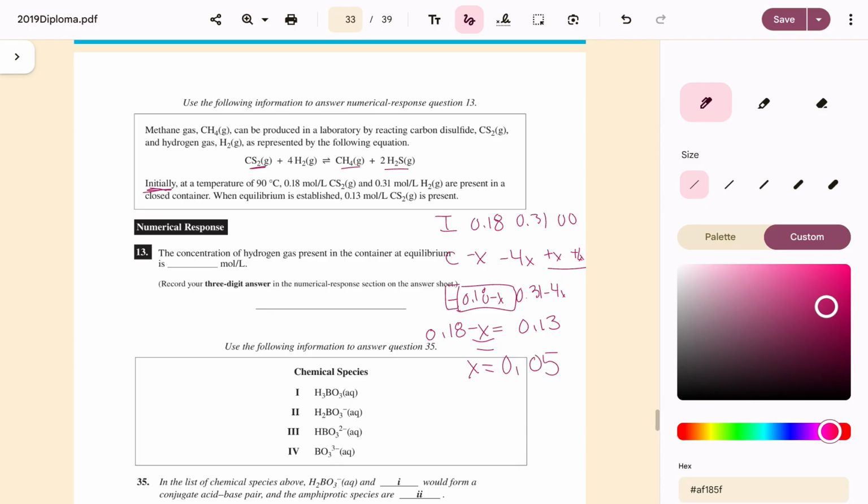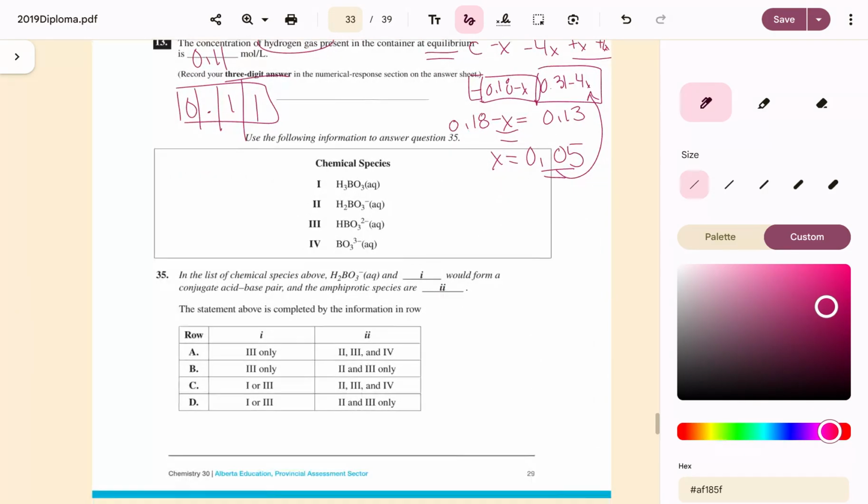0.05. And then the question's asking you about hydrogen at equilibrium. So now that we know what x equals, we can take the information about hydrogen, plug it in, and solve, and you will get 0.11. Okay, so this is a 3-digit answer when you're plugging this in, right? 0 gets a box, decimal gets a box, 1 and 1. We're still showing 3 digits, 0 would be a digit.